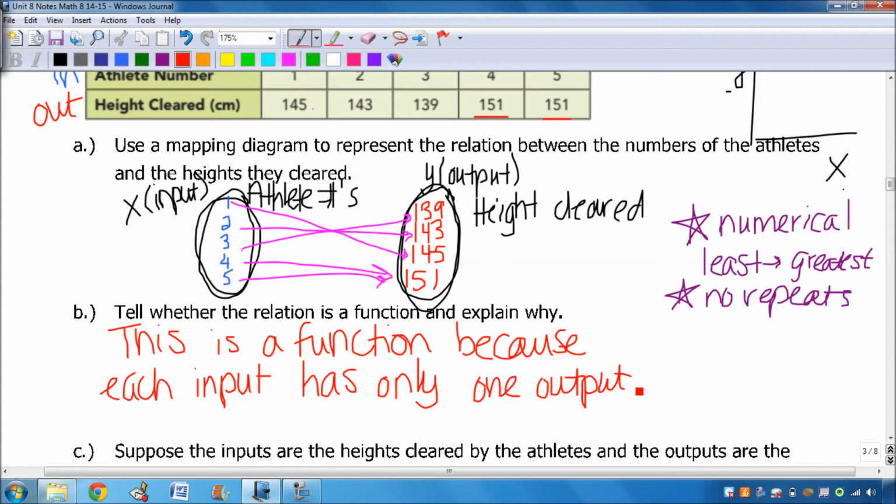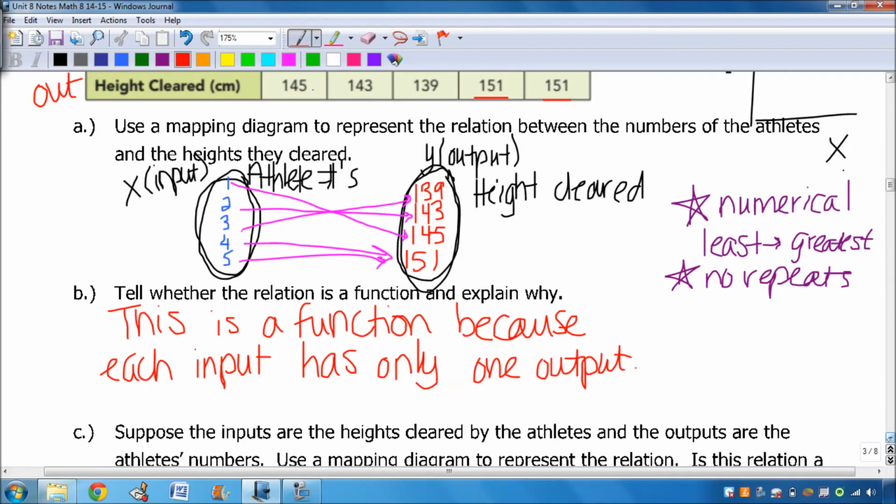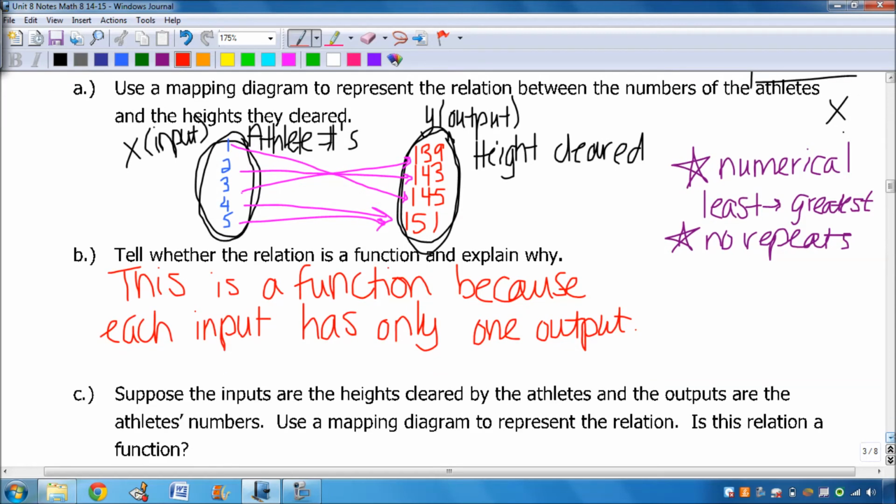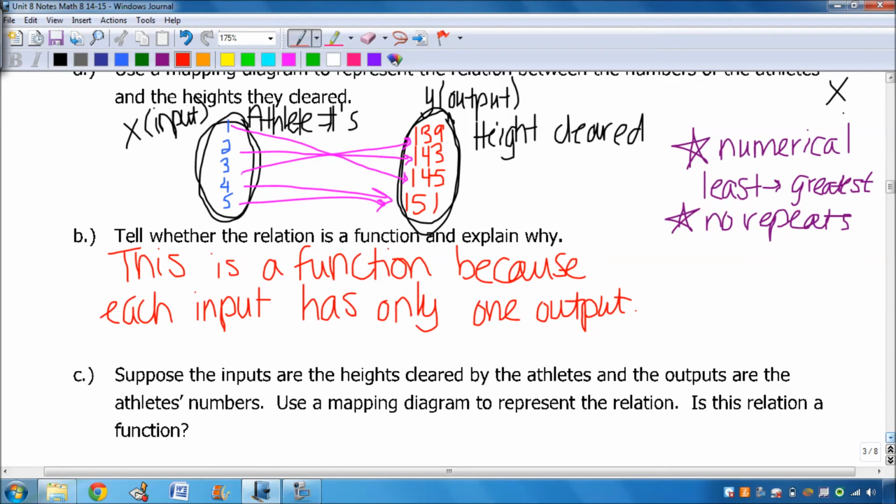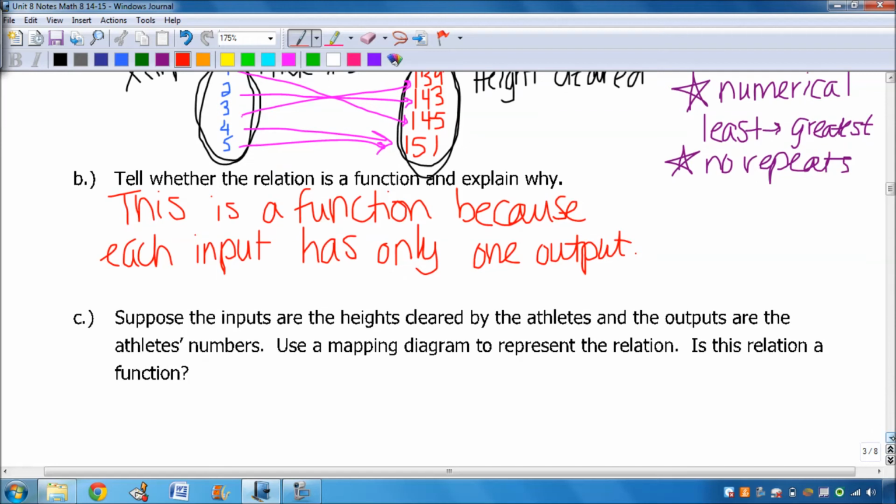All right, so question C says, suppose the inputs are the heights cleared by the athletes and the outputs are the athletes' numbers. Use a mapping diagram to represent this relation. Is this relation a function? So this time it's saying that we're going to flip it. So this time our inputs are our heights. So we're going to say 139, 143, 145, and 151. Okay, so these are our heights cleared.